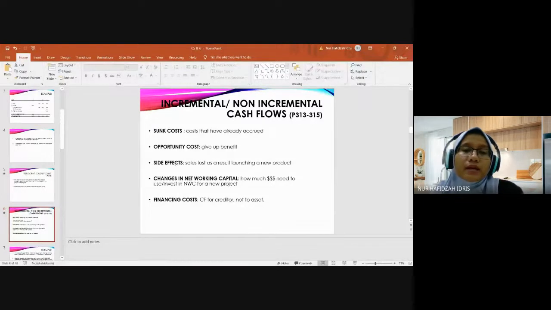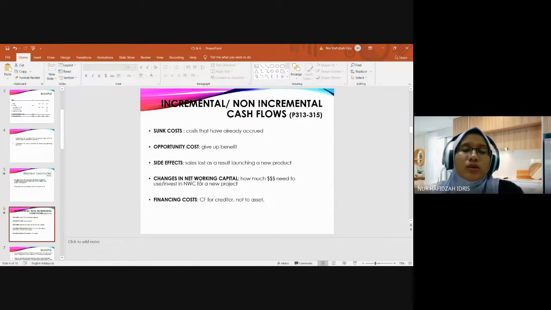The side effect, sales loss as a result of launching a new product. Okay, the side effect, this is incremental cash flow. For example, sales loss as a result of launching a new product. For example, you have the PS3, PS4, now already PS5. So when the company launched the PS5, the sales of the PS4 will slightly drop. That side effect we consider as incremental cash flow.